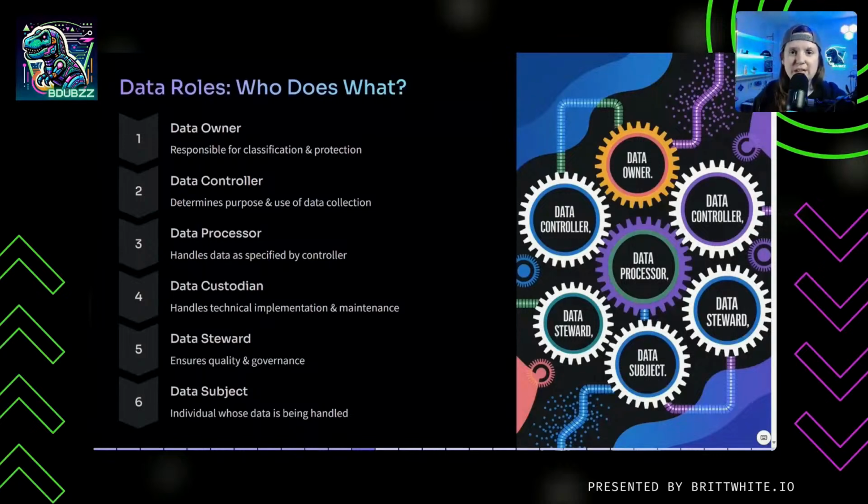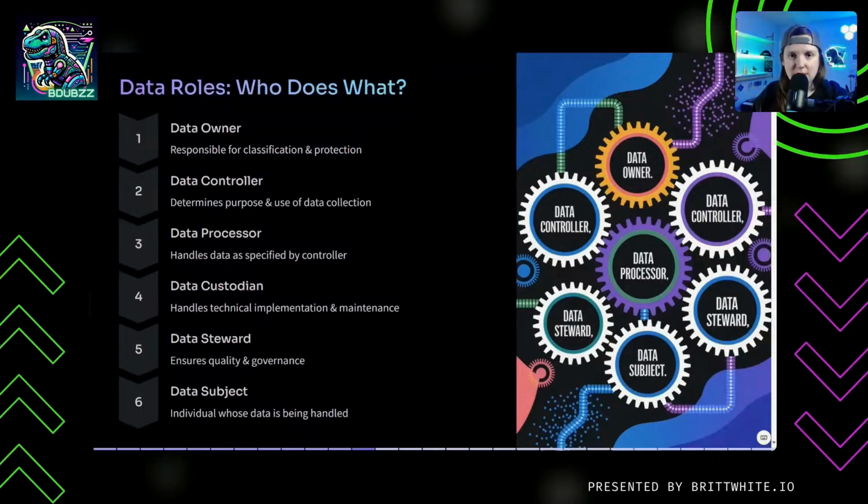The data steward is our quality champion. They're focused on the business side, making sure our data is high quality, well organized, and follows all the rules. They handle things like metadata. That's the data about our data. Data governance and regulatory compliance.